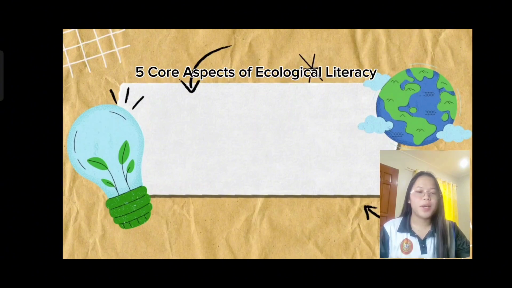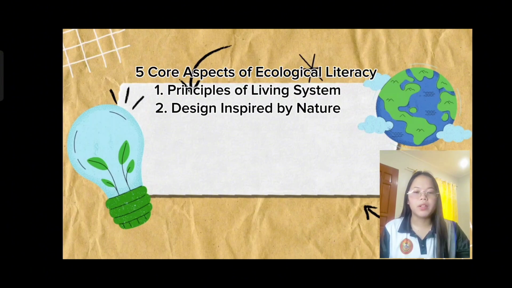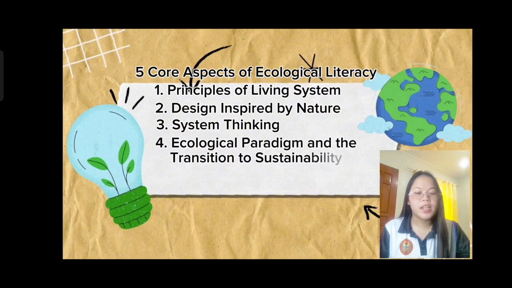Those 5 core aspects of ecological literacy are vital for understanding and living in harmony with our environment. Recognizing the principles of living systems helps us appreciate the interconnectedness of life. Design inspired by nature encourages sustainable practices in how we build and organize societies, and system thinking allows us to see the big picture, finding connections in complex systems. Embracing an ecological paradigm promotes large-scale changes for a sustainable future.